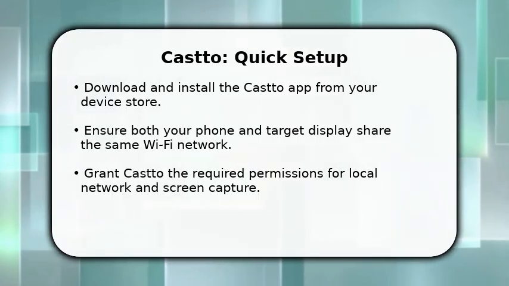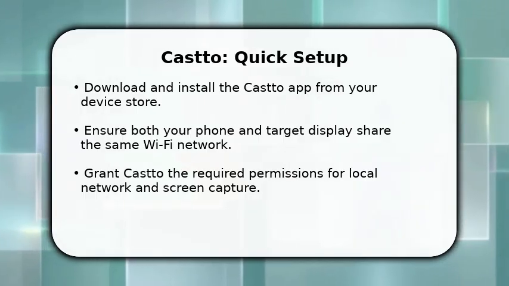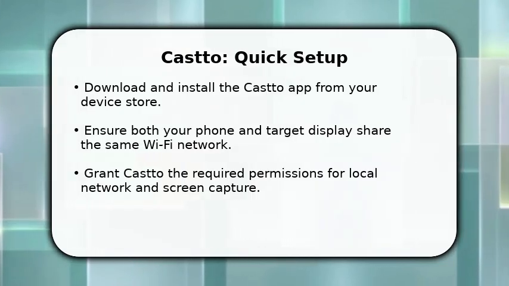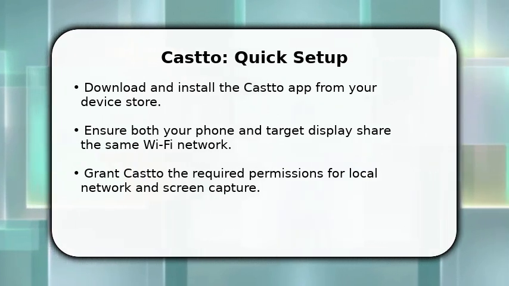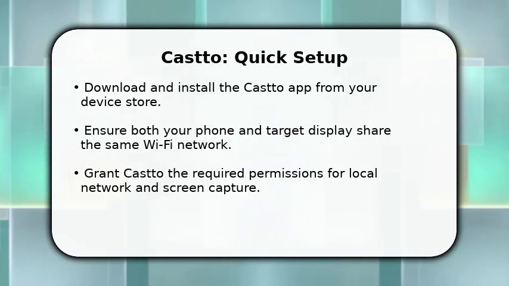Tap the device list to discover compatible receivers on your network. If needed, scan the TV QR code to pair quickly and securely. Keep your devices within reasonable range for stable connectivity and minimal packet loss. Restart the app if the receiver fails to appear in the device list.